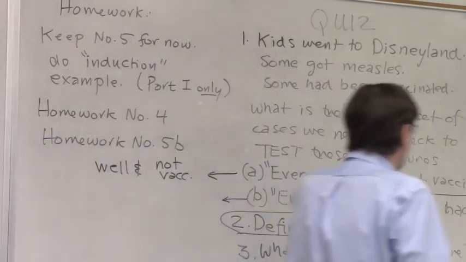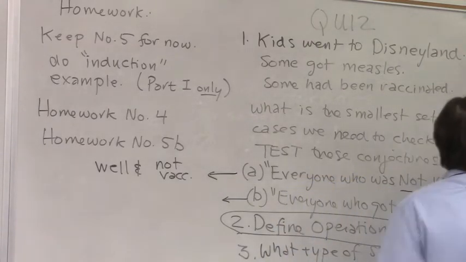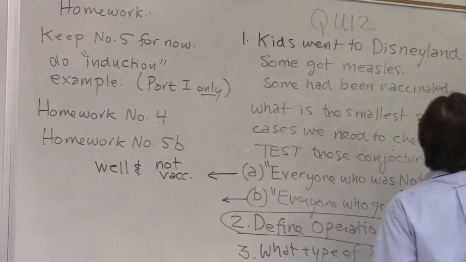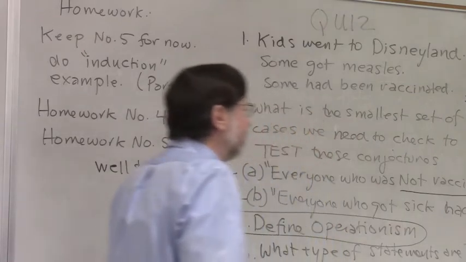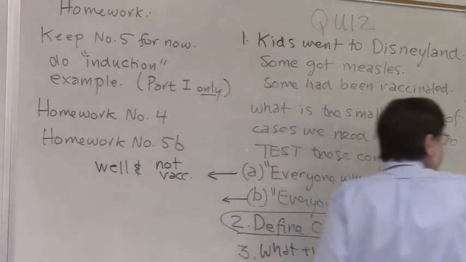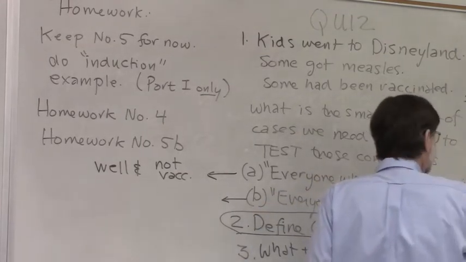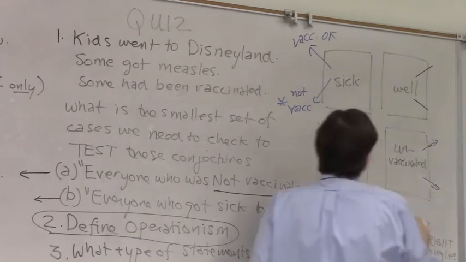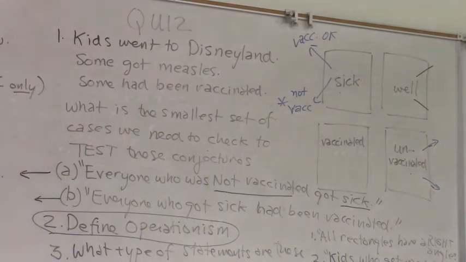So everybody who got sick, we want to make sure that the sick people had been vaccinated. So we need to check the sick to make sure they're vaccinated. If they were not vaccinated, that's no good. So we need to check the sick people, and we need to check the unvaccinated to make sure they were not sick. So we need to check this one, the sick, and the unvaccinated. All right, everybody clear on that?